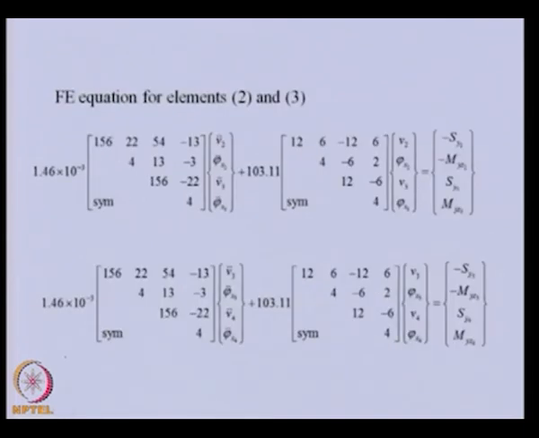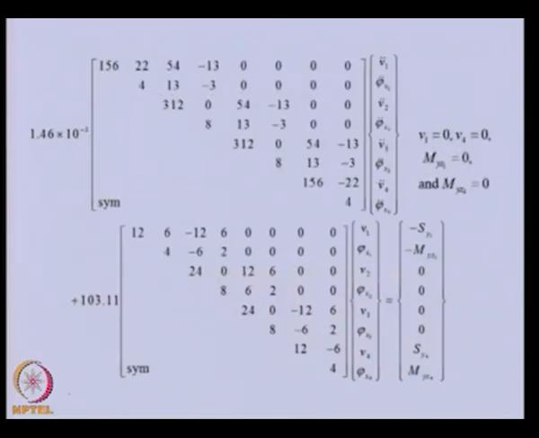On the same line, we can obtain the equations for elements 2 and 3. Because the size of the elements is exactly the same, the mass and stiffness matrices will be exactly the same as the previous one. Only the nodal displacement vector will differ: nodes 2 and 3 for element 2, and nodes 3 and 4 for element 3. Similarly, these are the reaction force and moment of elements 2 and 3. Once we obtain the elemental equations for all 3 elements, we can assemble them.